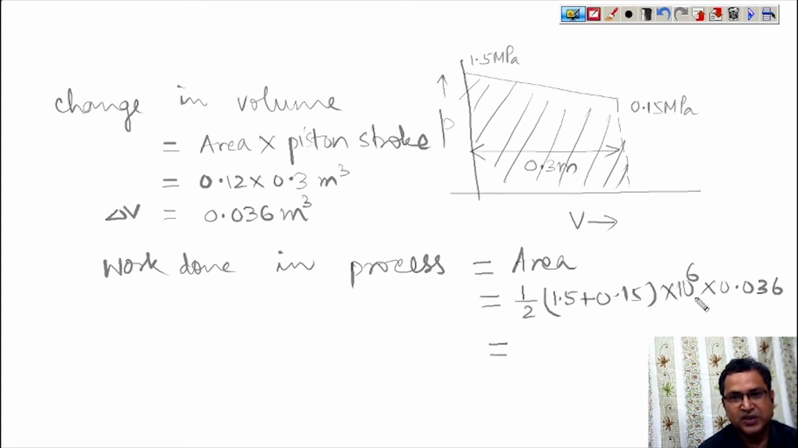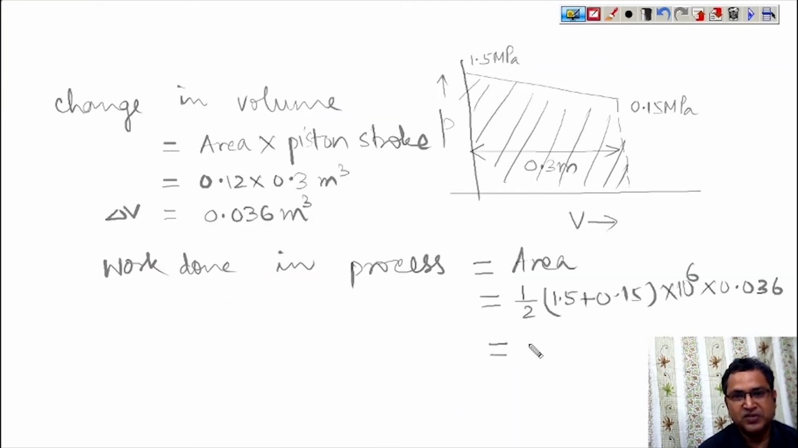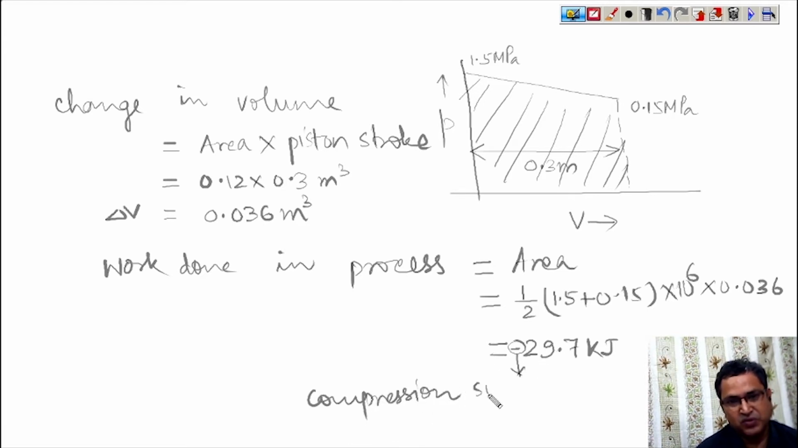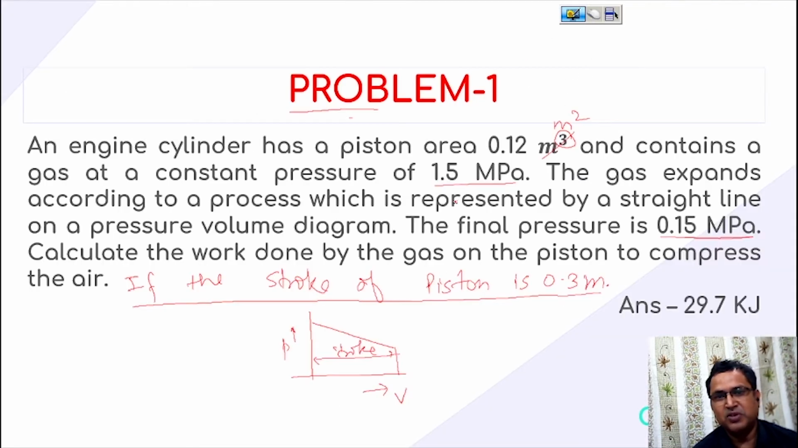Once you calculate this, you will get the answer, and the answer comes out to be 29.7 kilojoule. And this should be negative. Why is this negative? Because there is compression. So work is negative. This is your first question. This type of small question will be asked in the GATE exam, so you have to be very clear about all these things.